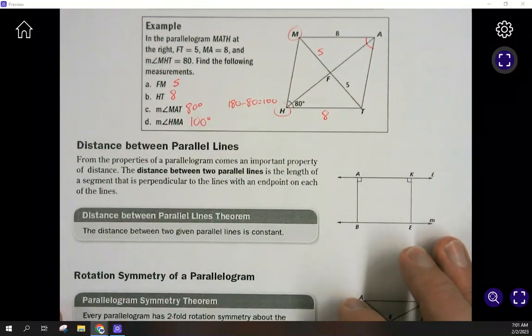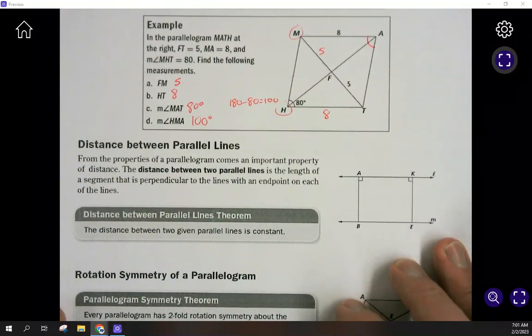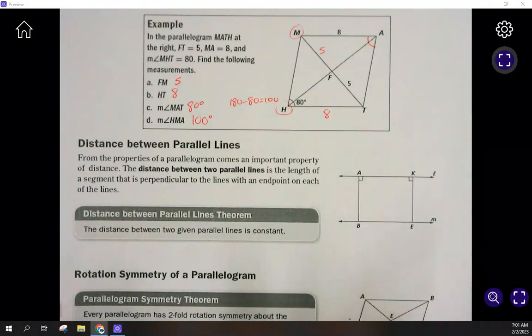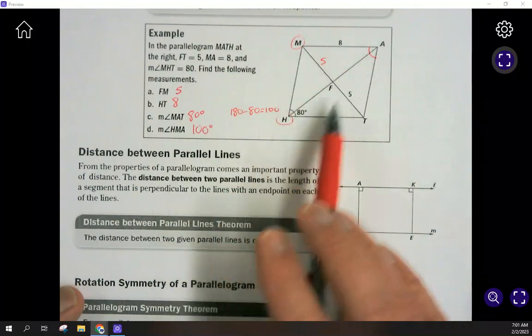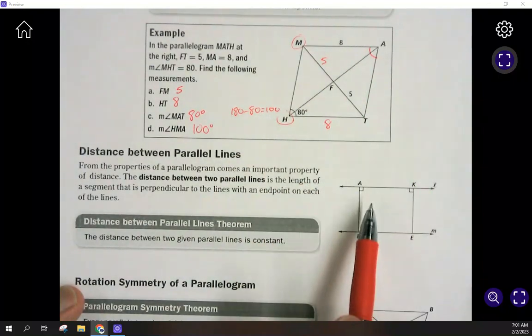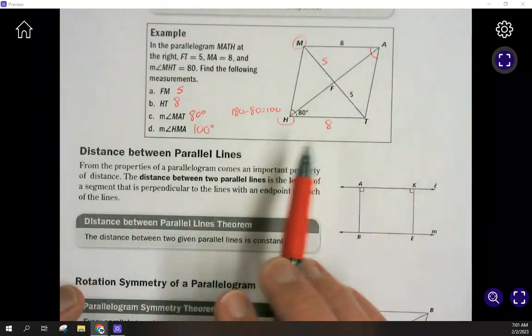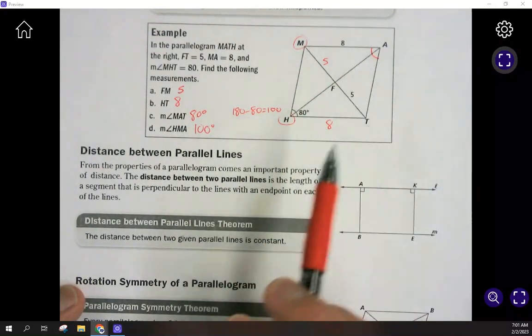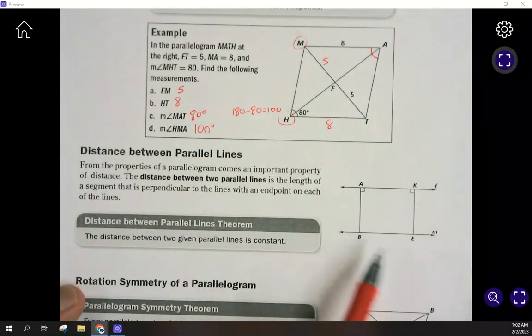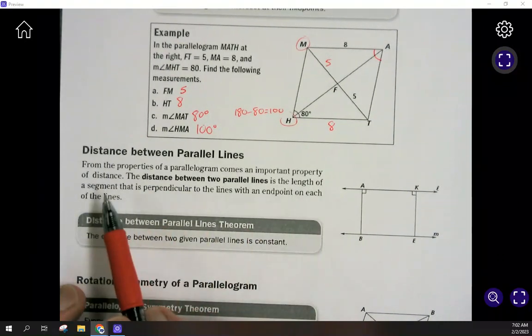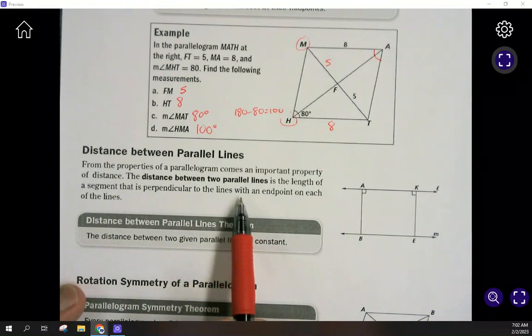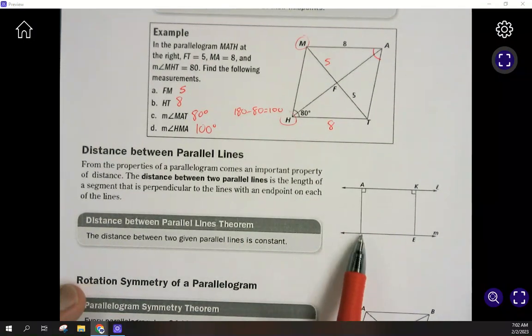All right. So using one of these properties now, we can always find the distance between two parallel lines. Because remember, a parallelogram is made up of opposite sides that are parallel. So they are parallel lines. Now, they might not always form a rectangle, a square, or just a basic parallelogram. But if we just have parallel lines in general, the distance between the two parallel lines is the length of a segment that's perpendicular to the lines and has an endpoint on each line.